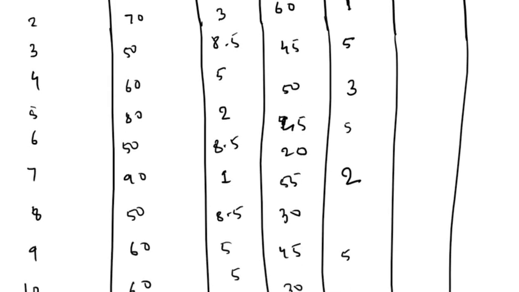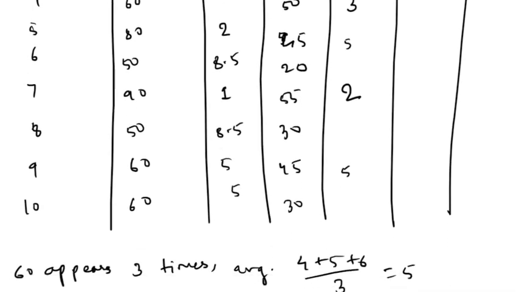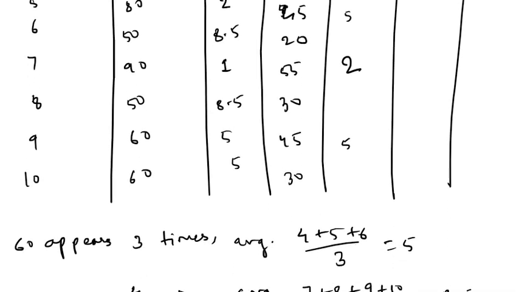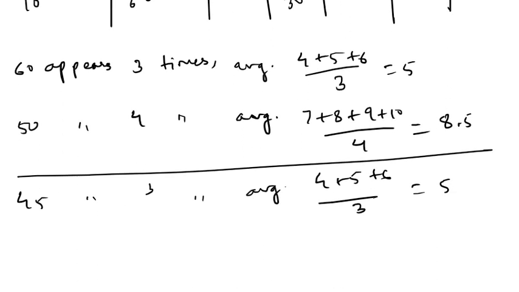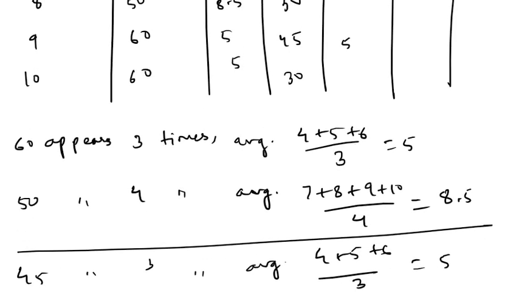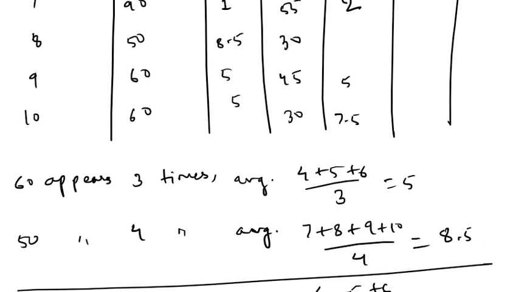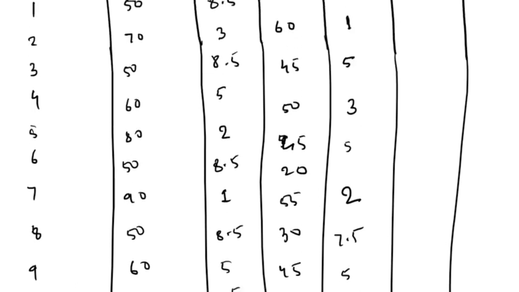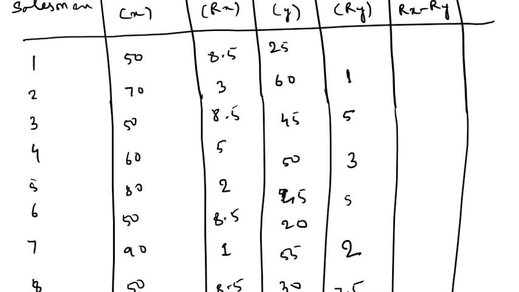After 45 you have 30. 30 appears 2 times, at the 8th and 10th. So the average is 7 plus 8 divided by 2, after 6. So this is 7.5 each. After 7.5, this 25 is the 9th. And the last one is the 10th.